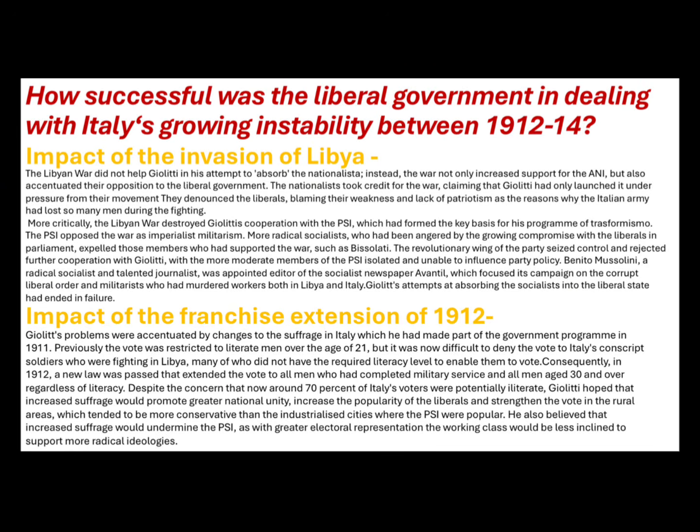Despite the concern that now around 70% of Italy's voters were potentially illiterate, Giolitti had hoped that the increased suffrage would promote greater national unity, increase the popularity of Liberals and strengthen the vote in the rural areas, which tended to be more conservative than industrial cities where the PSI were popular. He also believed that increased suffrage would undermine the PSI, as with greater electoral representation, the working class would be less inclined to support more radical ideologies.